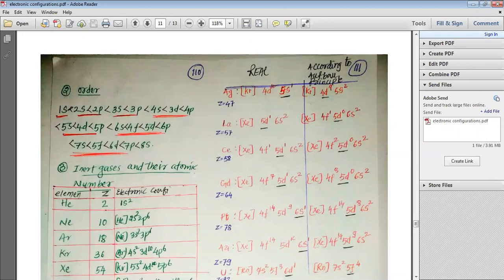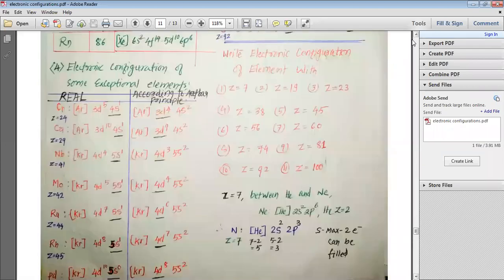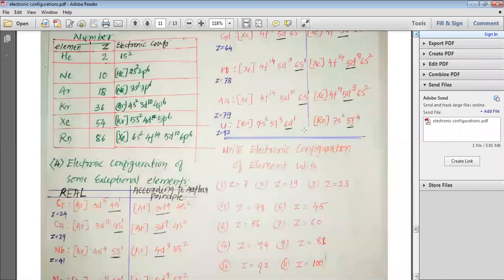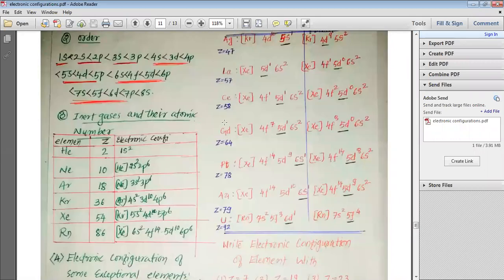In gadolinium, you can see on your screen, my dear students, that the electronic configuration should be xenon 4f8 5d0 6s2. Instead of that, the configuration becomes 4f7 instead of 4f8, which is completely half filled, and that is why the electron from 4f goes to the 5d, and the electronic configuration becomes gadolinium xenon 4f7 5d1 6s2.